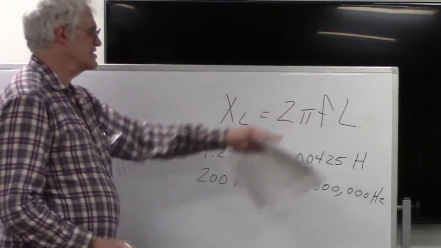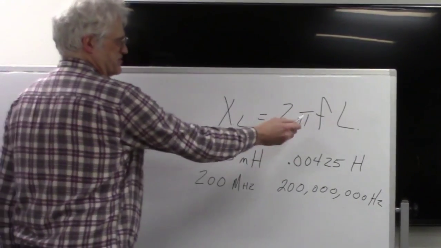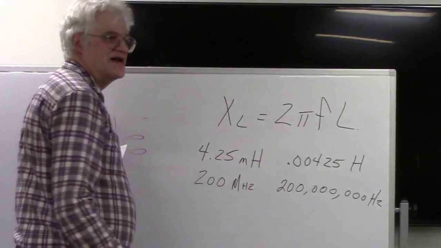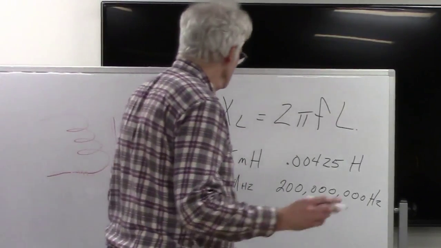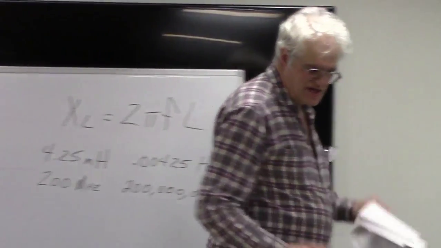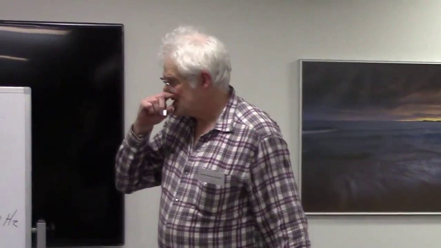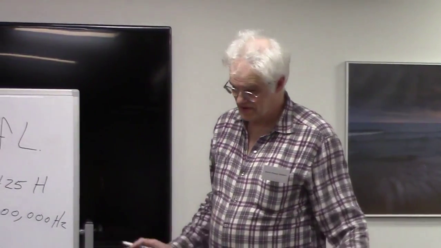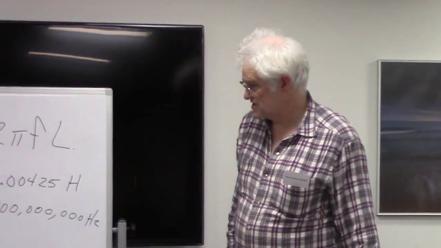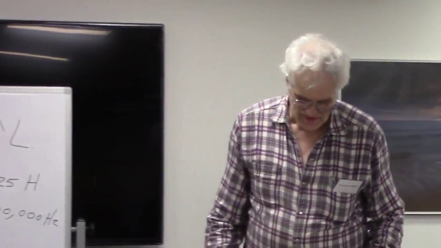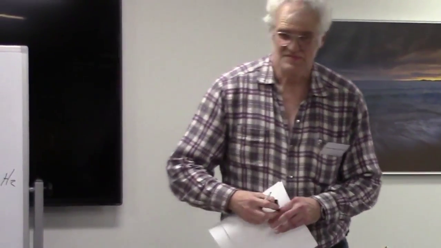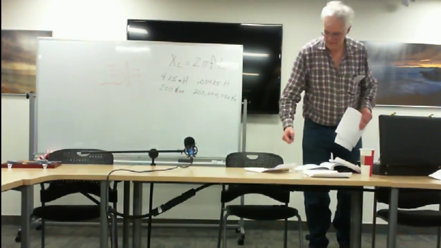Now we can plug that into the formula. So it would be 6.28 times that. Just remember, when you're asked to do that calculation, you have to put it all back to the basic values, so then you're comparing apples to apples, oranges to oranges. Any questions so far? Are we doing okay?